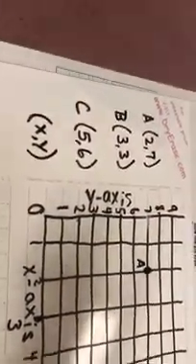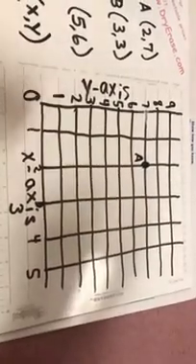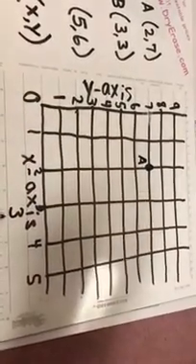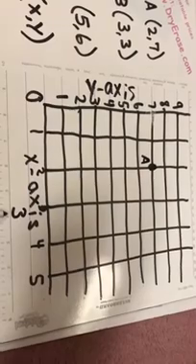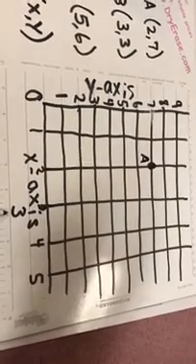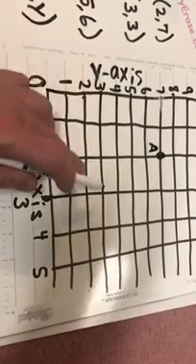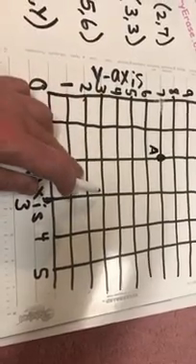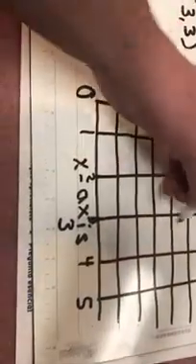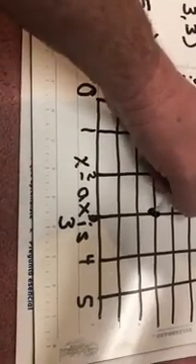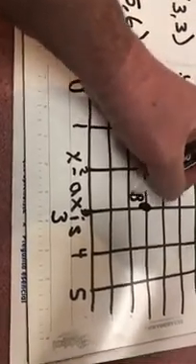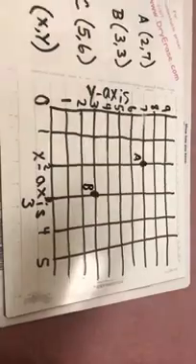Then I go to B, and B is supposed to be (3, 3). So I'm going to go to my x-axis, 3. I ran out of a little room down there, so I wrote the 3 down here. But then I go up to my y-axis, 3, and I bring those together, and that's going to be right there. That is (3, 3). So I'm going to make a circle. I'm going to put B, and that's where B is going to go.